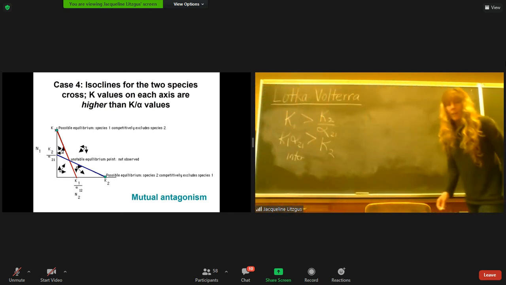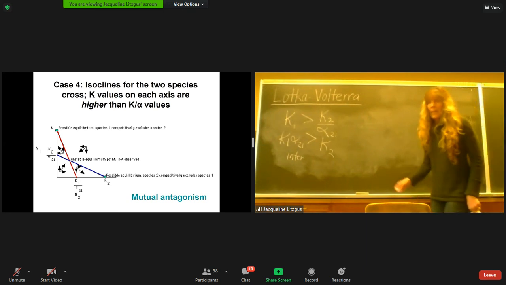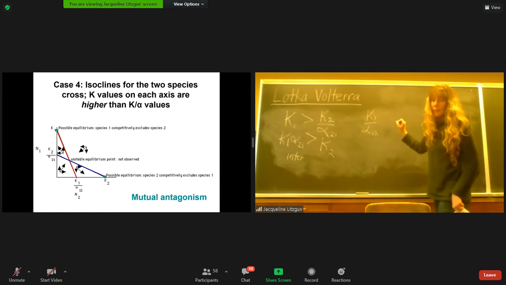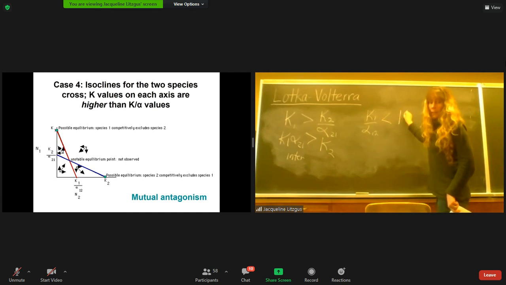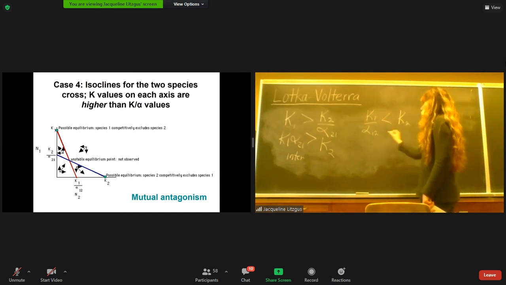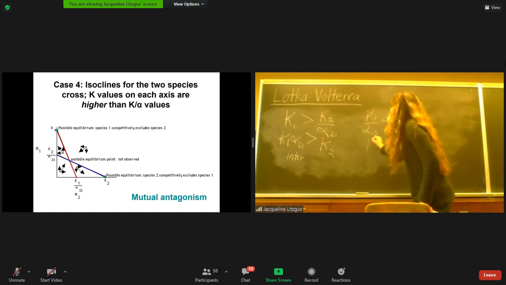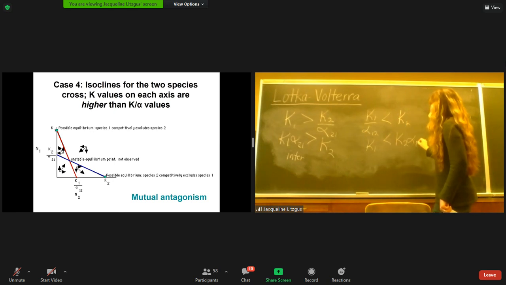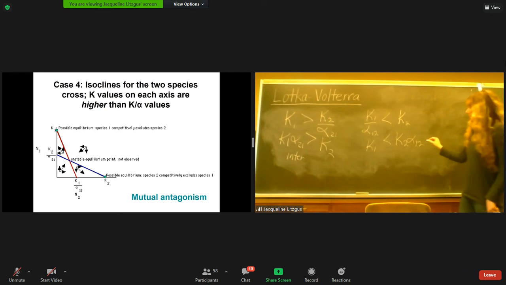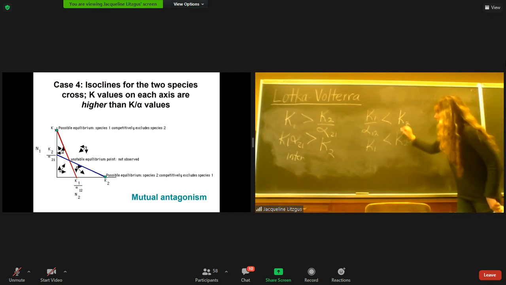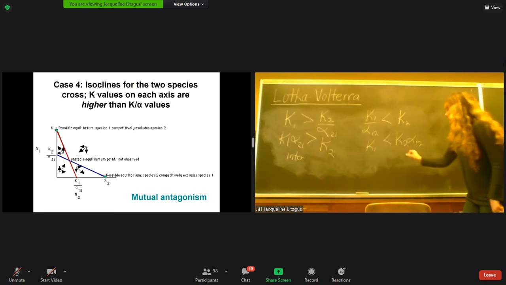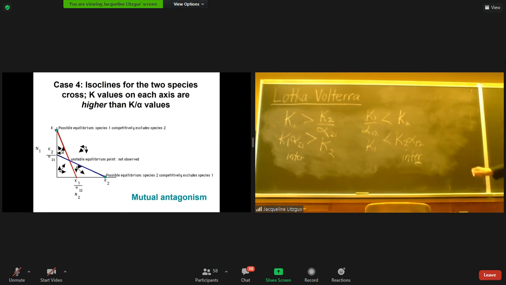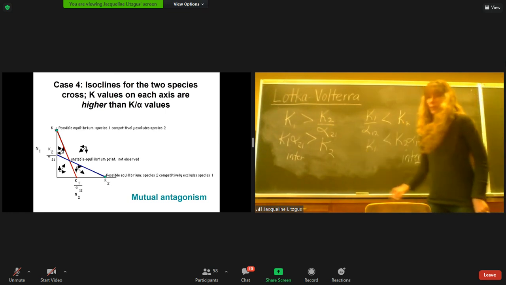All right, if we do the same thing on the N2 axis, so now we have K1 over alpha 1-2. That's a smaller value than K2. Again, let's get the impacts all together on the same side of the inequality. So we multiply both sides by alpha 1-2. And so now this is saying that the impact of species 2 on species 1 is greater than the impacts of species 1 on itself. Again, interspecific is what's regulating things more than intraspecific for species 1 and for species 2.